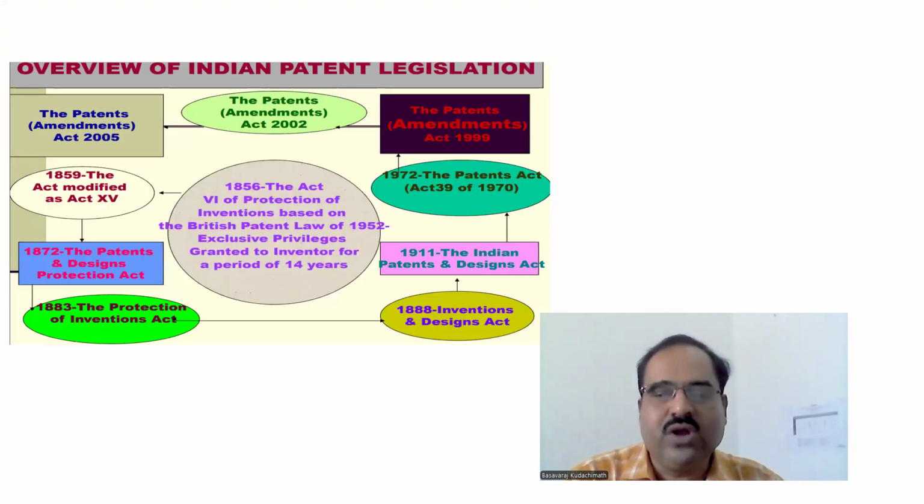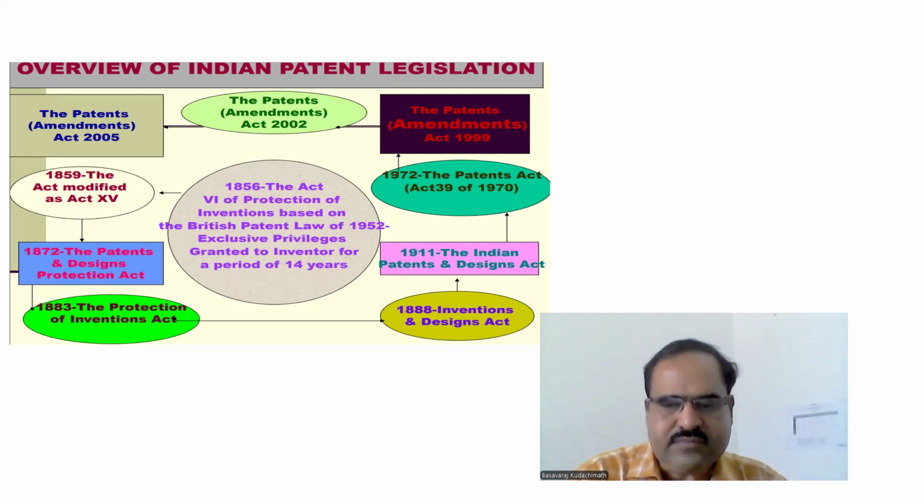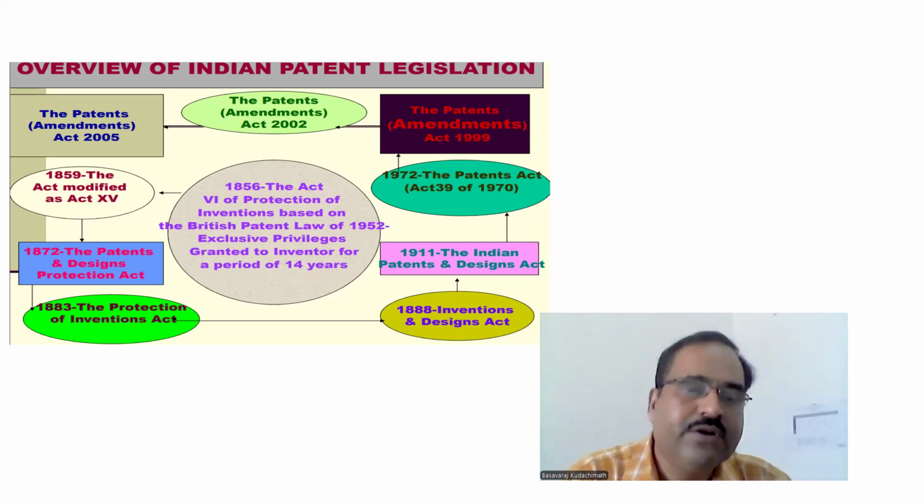If you see the overall legal framework for patenting in India, the first law for patenting started in the year 1956, the base act called Act 6 of Protection of Inventions, based on the British patent law of 1952.